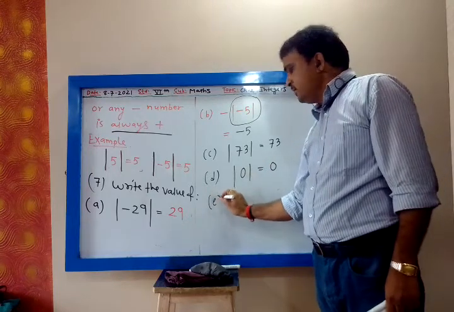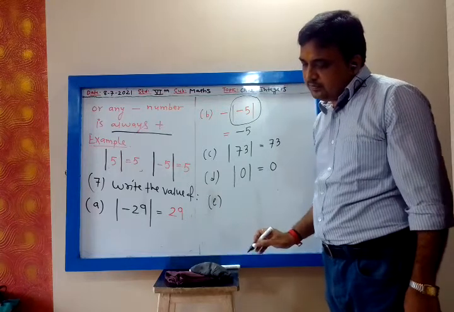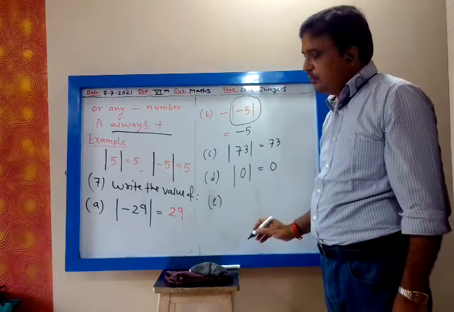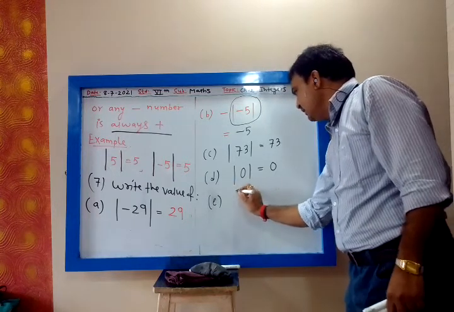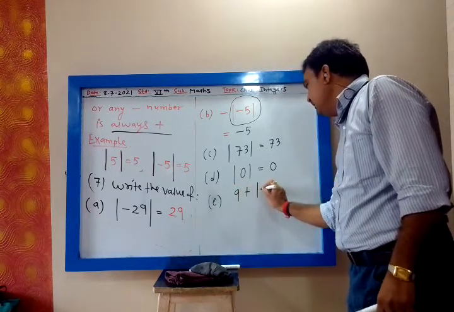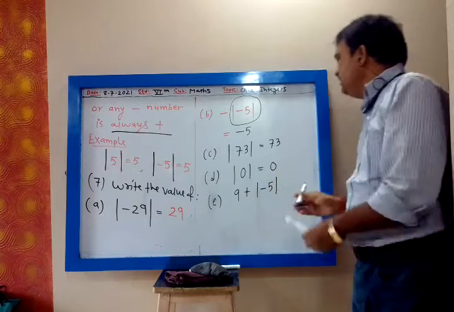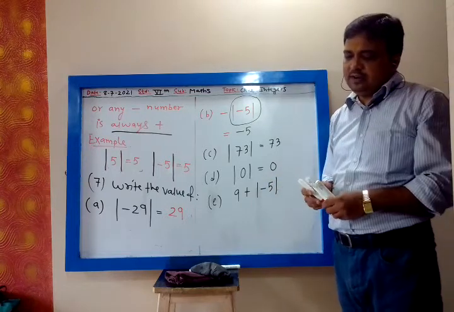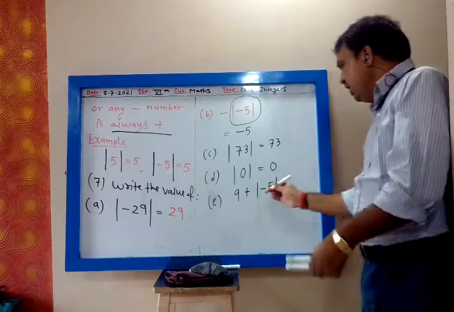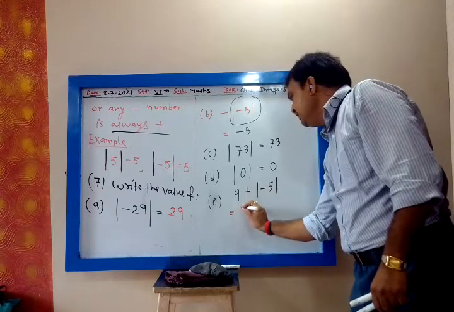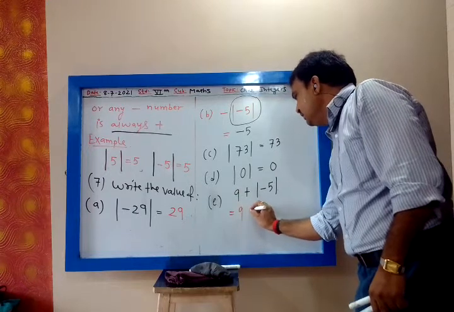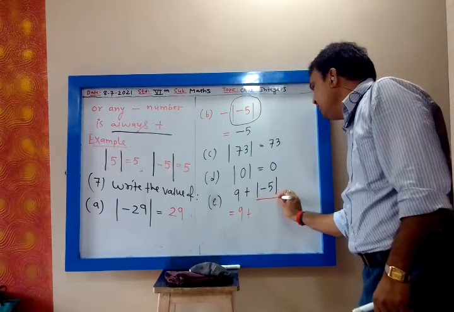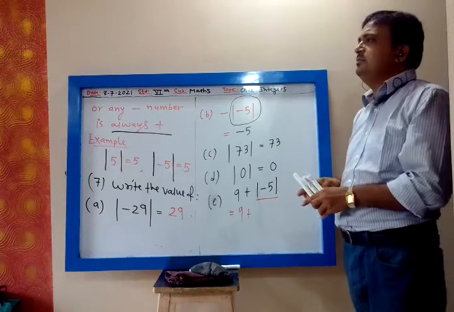Then E: absolute value of 9 plus mod of minus 5. Okay, let me solve this. 9 plus the absolute value of minus 5. Now all of you stop writing and pay attention here. So how do we solve this? We write 9, because there is no absolute value bracket, so 9 will remain 9. Then I will solve this. What is the absolute value of minus 5?